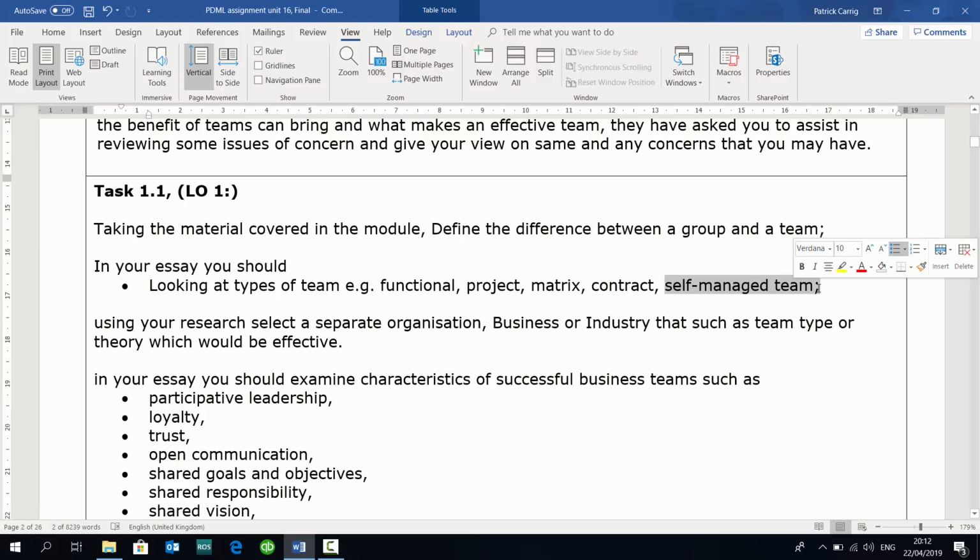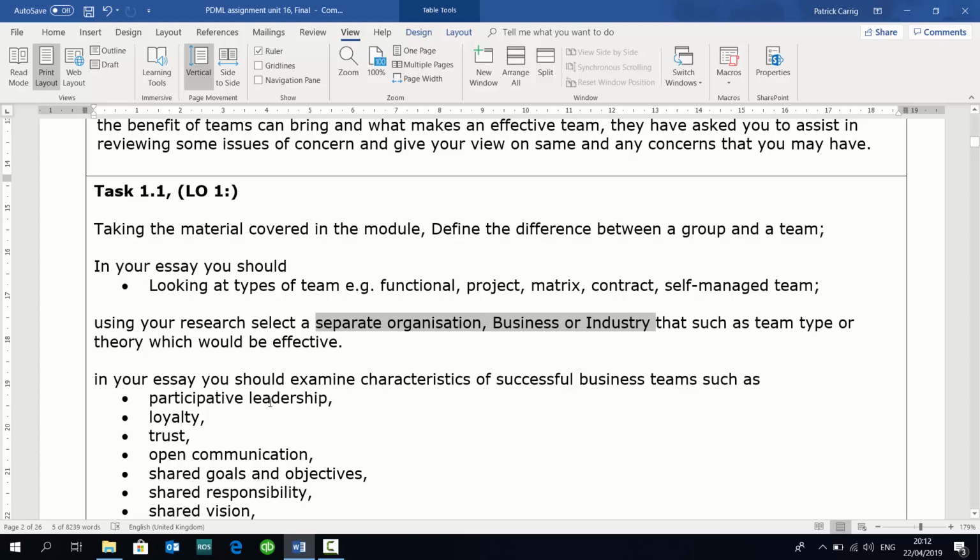Now, the task that you have to do here is, using your research and the material that we covered together, select either a separate organization, business or industry, and look at the team and the theory that is covered, particularly the Pearson's presentation, which you would think would be effective. And you are asked to write an essay in that way.